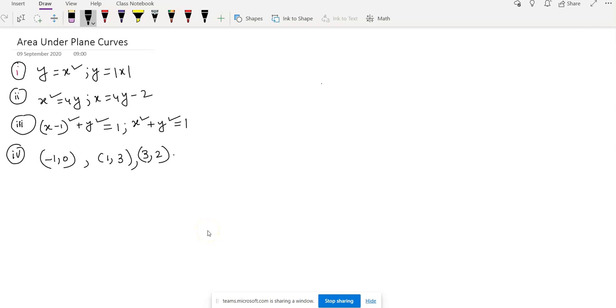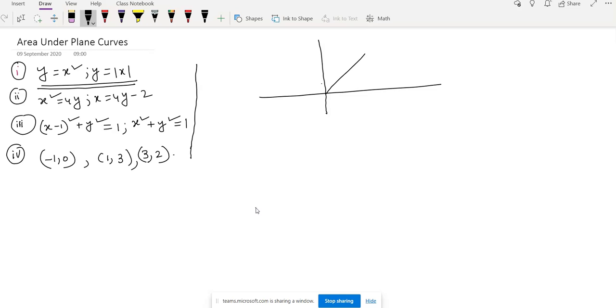So when you are going to find the area bounded between two curves, you can see all the sums I have selected here. There are two curves. To find the area bounded between two curves, we need to draw the curves properly. For y equal to x square, you know it's a parabola, and y equal to mod x. This is y equal to mod x. We draw it first.